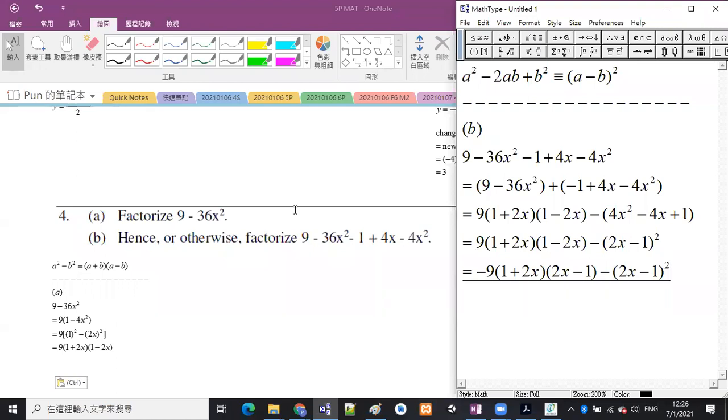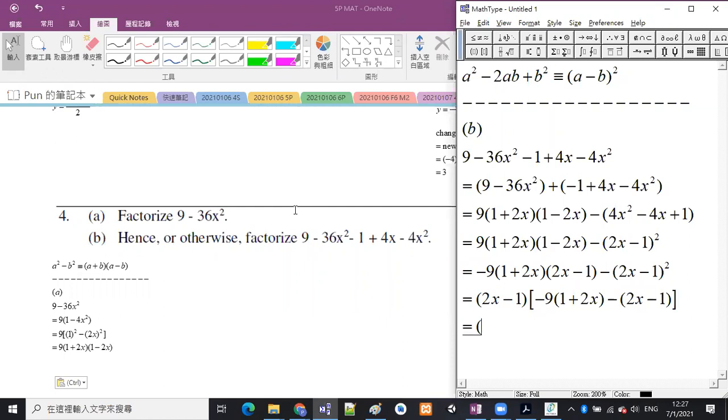And now, can you see that 2x minus 1 is a common factor between the first term and the second term? Okay, so we will take out the common factor 2x minus 1 and then write down the remaining factor. It's negative 9 times 1 plus 2x and then minus bracket 2x minus 1.